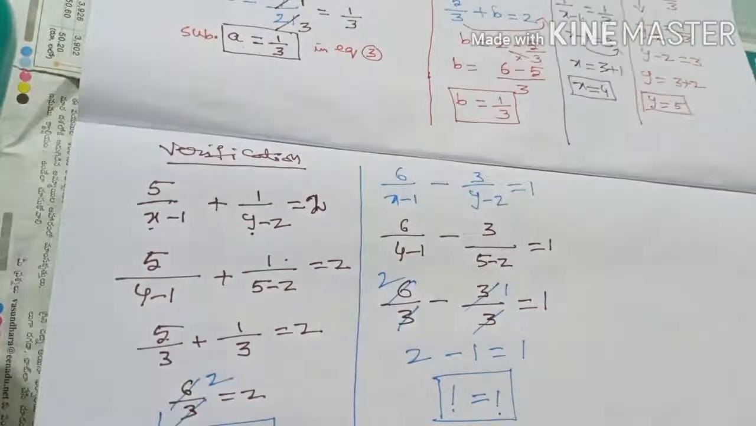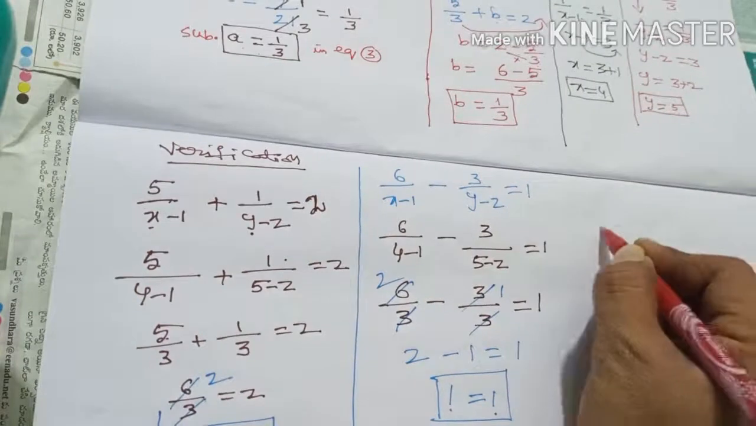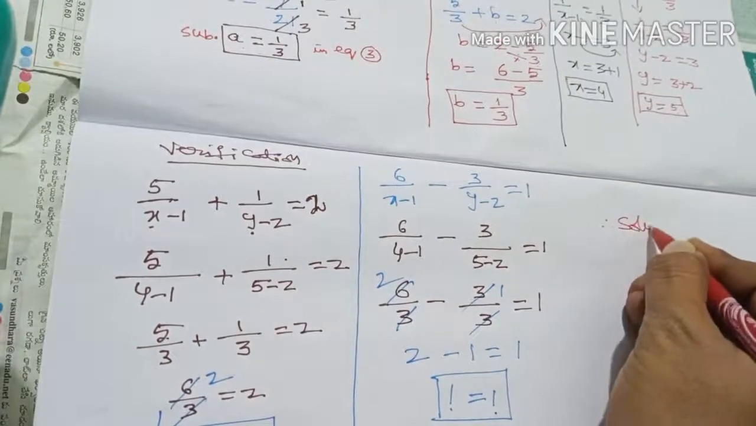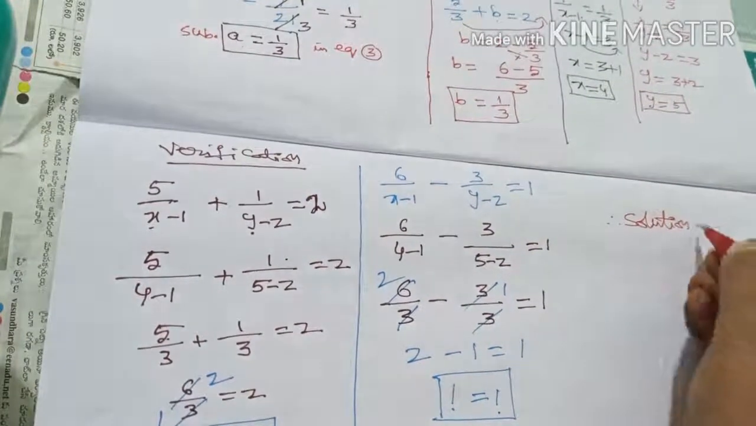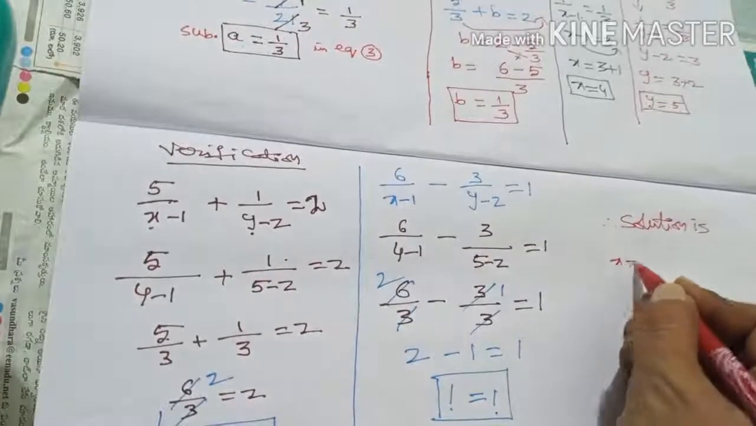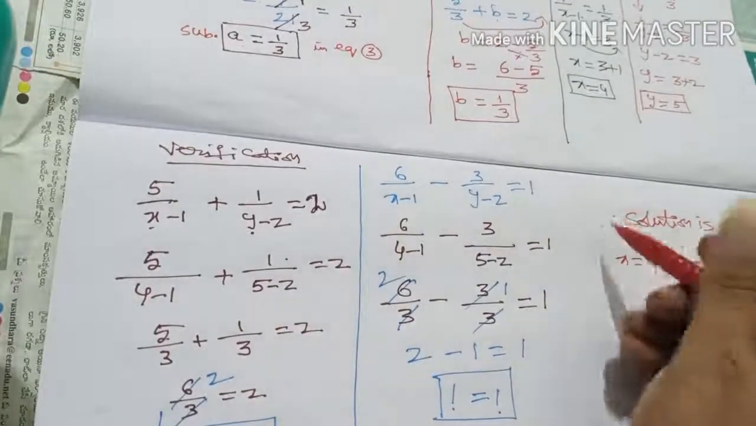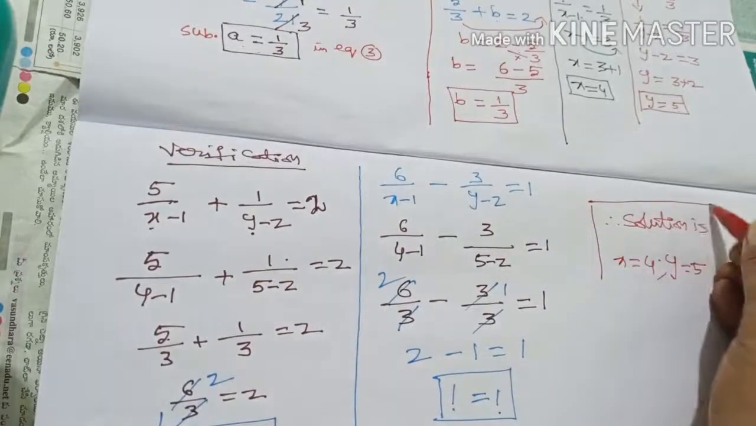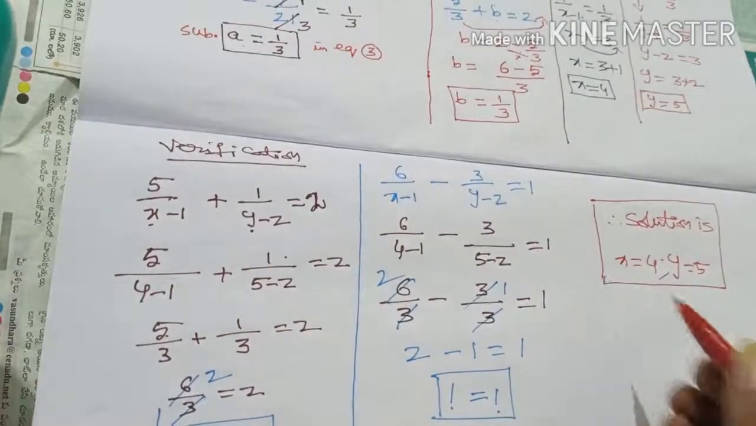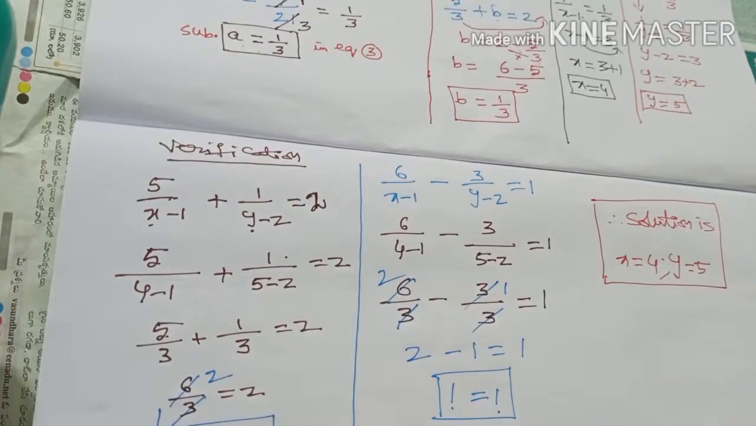Therefore you have to write like this. Our solution is, therefore, the solution is x is equal to 4 and y is equal to 5. Thereafter you will keep the solution in the box, isn't it?